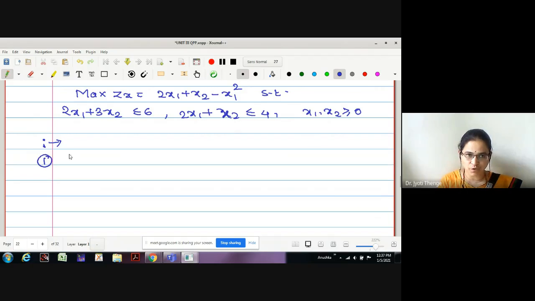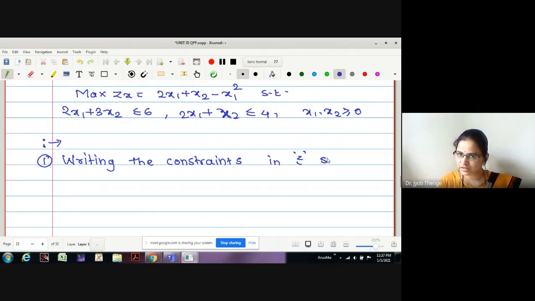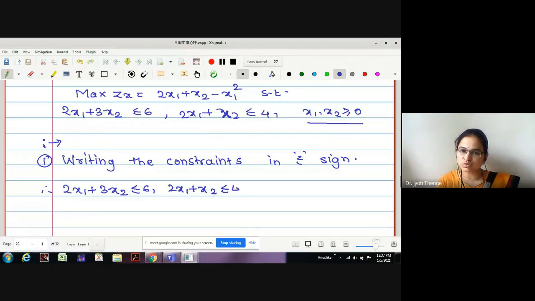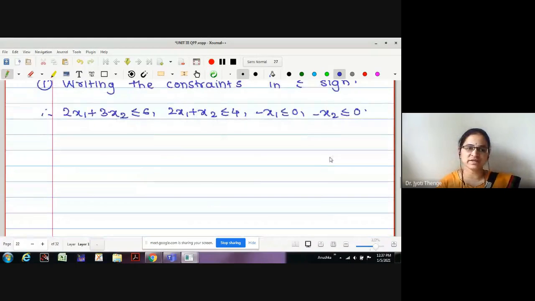Let us write for first step, writing all constraints in less equal form. Why are we writing in less equal sign? Because the non-negativity restrictions are in the greater equal format. Therefore, we will just write it in the less equal. 2x1 plus 3x2 less than or equals to 6. 2x1 plus x2 less than or equals to 4, and minus x1 less than or equals to 0, minus x2 less than or equals to 0. Therefore, how many constraints do we have? 4 constraints in all we have.